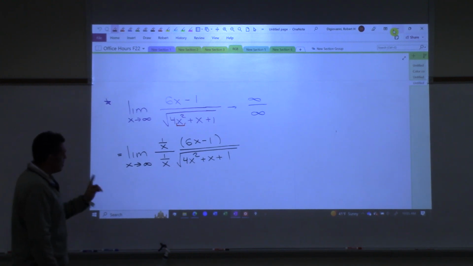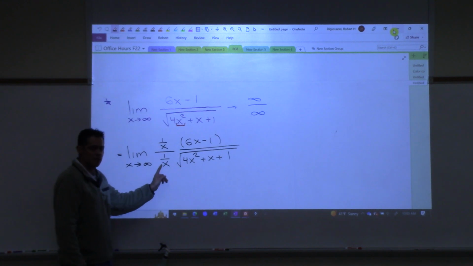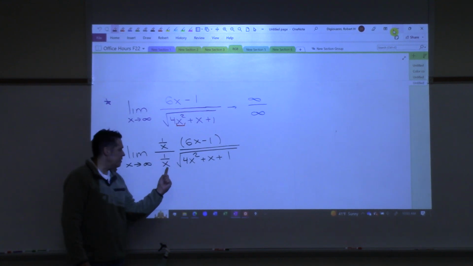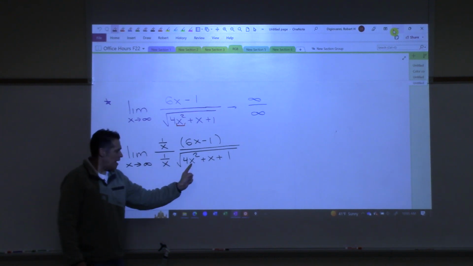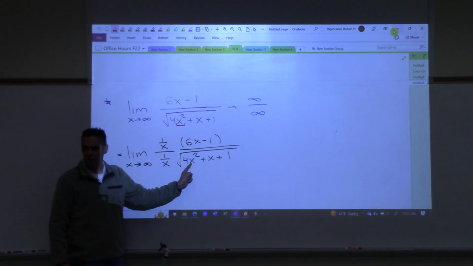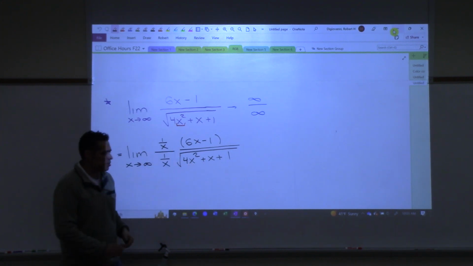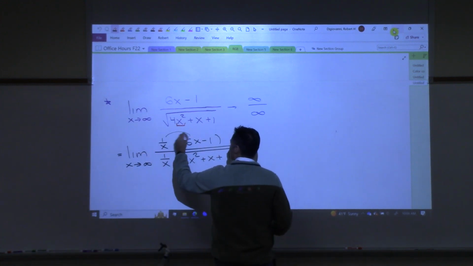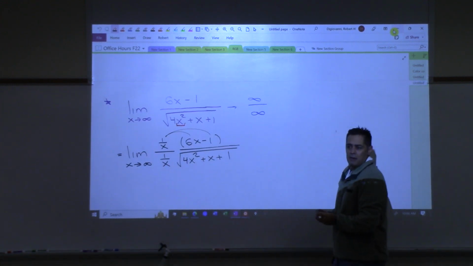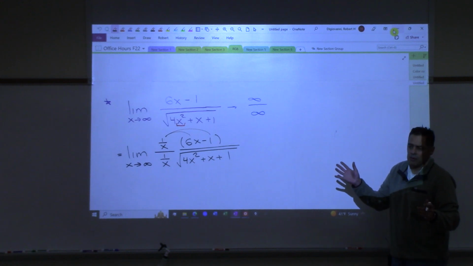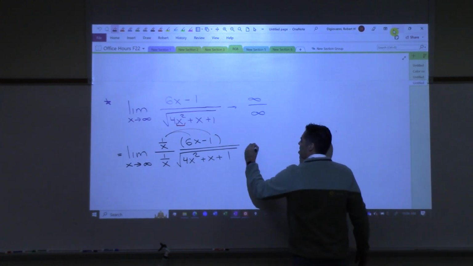Does anyone have a question on why I chose 1 over x? Everyone understands that when I push this in here, that gets squared, right? And when you square that, it becomes 1 over x squared, which is what I need to kill off x squared, right? So on the next line, let's push it through. Now on the top, it's nice, it just goes through, right? It doesn't square, because there's no square root. So it just distributes through.